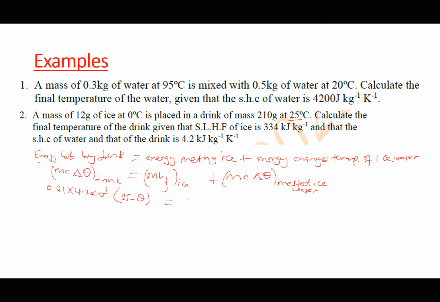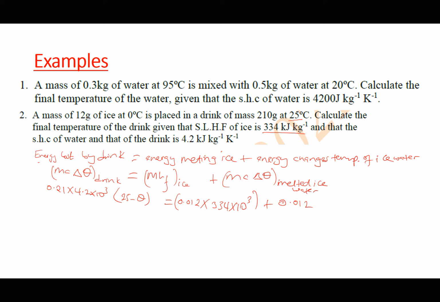This will be equal to the mass of the ice, which is 0.012 kilograms. The latent heat of fusion of ice is given as 334 kilojoules per kilogram, that is 334 times 10 power 3, because it is in kilojoules per kilogram. Then, so this is for melting, plus the energy which is going to change the temperature of the melted ice, which is the mass of the ice now, which is 0.012, which is melted.